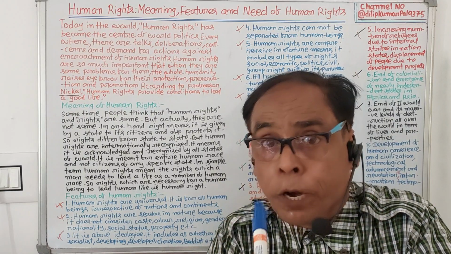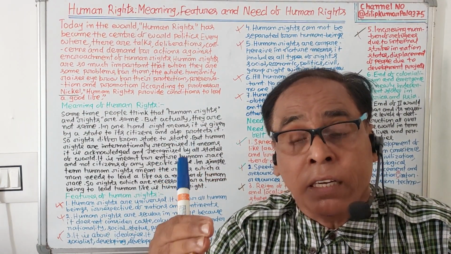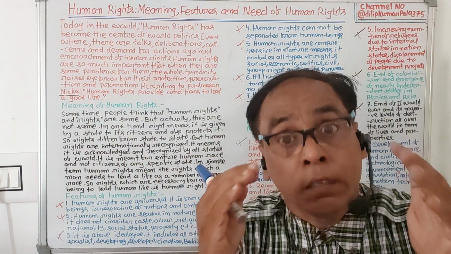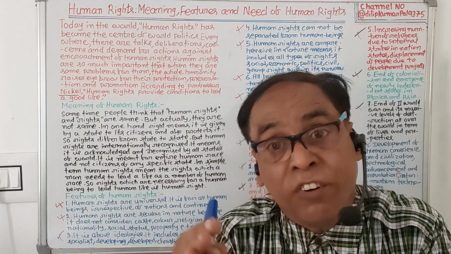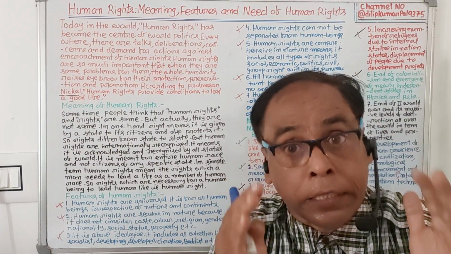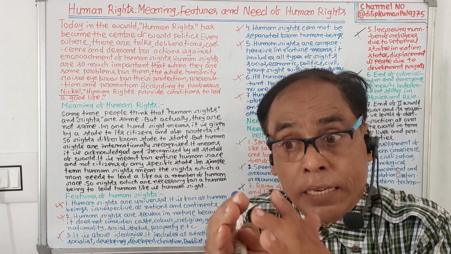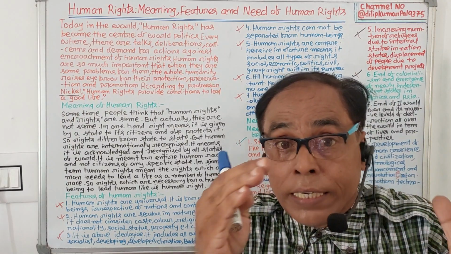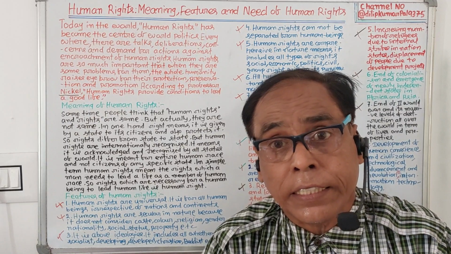Rights differ from state to state, but human rights are internationally recognized. Human rights are those rights which are necessary for human beings to lead a life of human beings. In order to lead a life as a member of the human race, some rights are necessary. These are known as human rights.